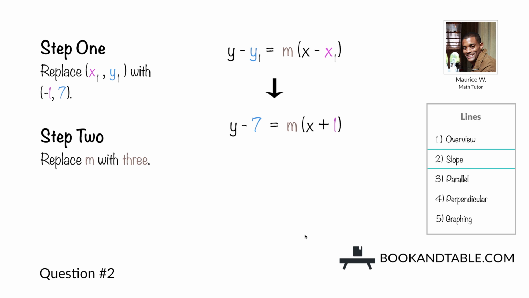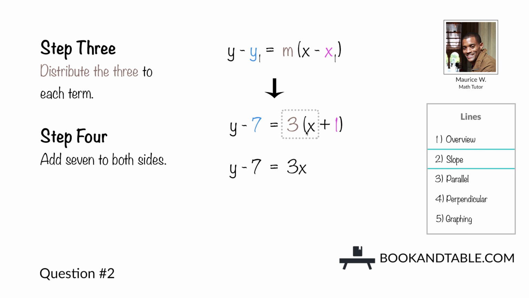Question number 2. Step 1, replace x1, y1 with negative 1 and 7. y minus y1 is y minus 7 is equal to m times x minus x1. Minus negative 1 is the same as plus 1. So this is what we are left with. And then step 2, replace m with positive 3. And now we want to take this 3 and distribute it to this x and this 1. So step 3, distribute the 3 to each term.